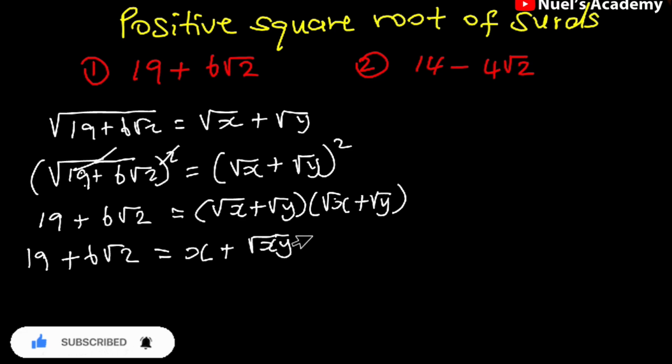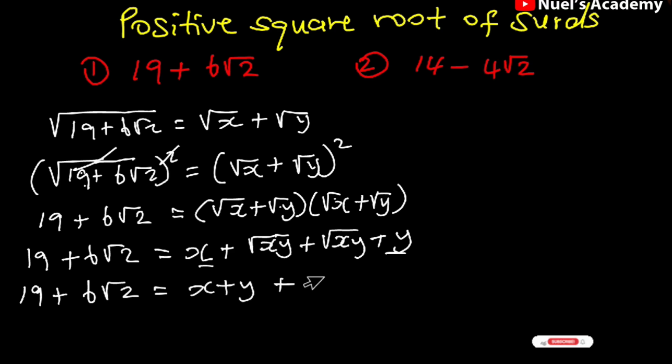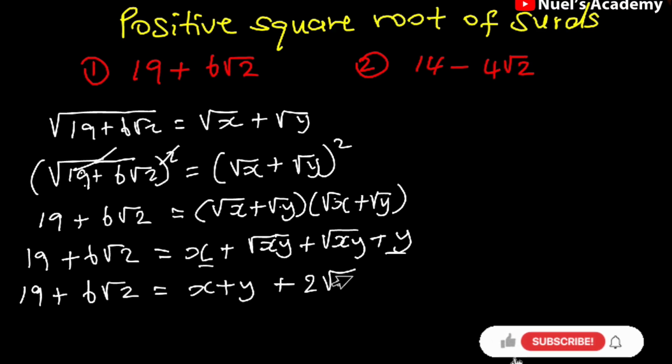It can be combined like this. Then we have root y plus root x is going to be plus root xy again. Then root y times root y is going to be equal to y. So we have 19 plus 6 root 2 equal to, so let me write these two terms first. So I have x plus y then plus this root y plus root y is going to be equals to 2 root xy because we have invisible 1 here and invisible 1 here. This 1 plus 1 will be 2. Then we have root xy.